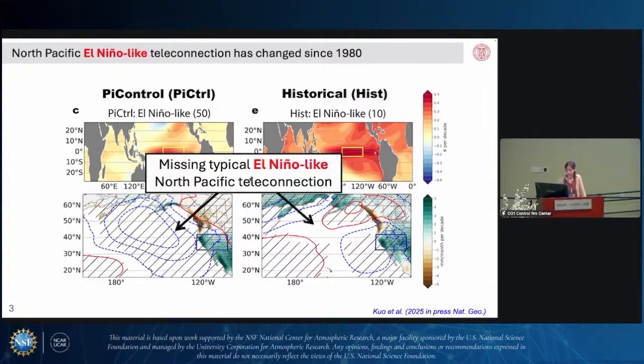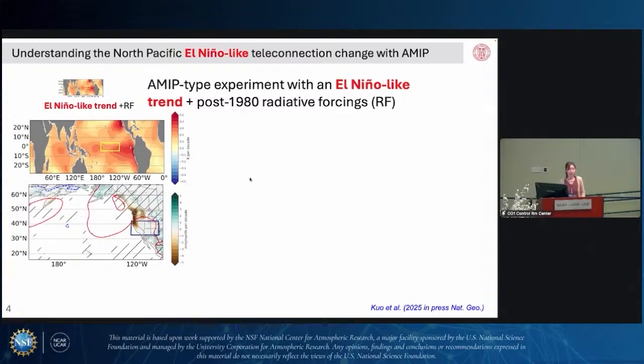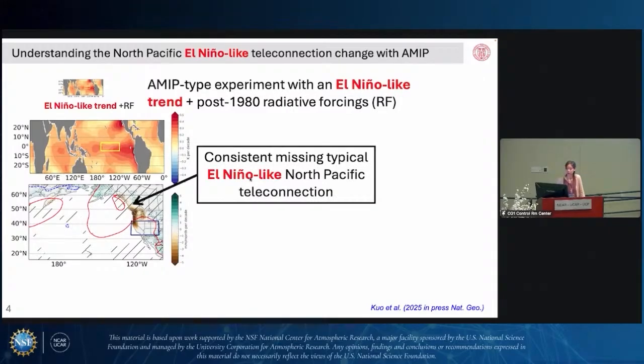And for the North Pacific, what's consistent is that there is a missing typical El Nino-like teleconnection over the North Pacific. And so we run an AMIP experiment with an El Nino-like SST trend. We use a linear inverse model to generate synthetic sea surface temperature and then prescribe the synthetic SST with an El Nino-like SST trend, together with the radiative forcings, to run the AMIP experiment. And in this experiment, we showed that there's a consistent missing El Nino-like teleconnection with the post-1980 radiative forcing, even if you have an El Nino-like SST trend.